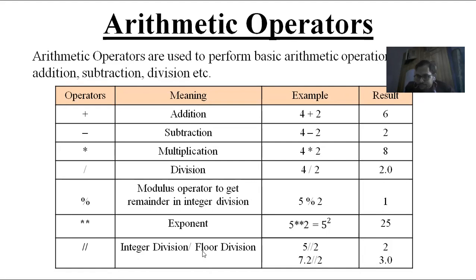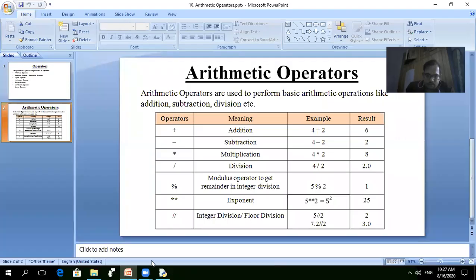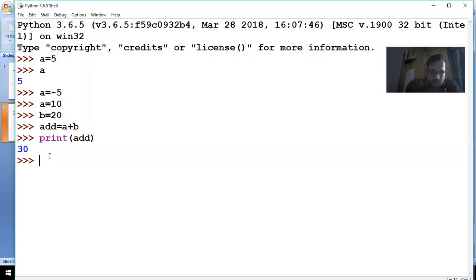Yes, ask your question. Sorry, 5 to the power 3. The result is 125. How do we write it? Come here. 5 asterisk asterisk 3 means 5 to the power 3. Result is 125. Now it is clear? Sir, do we always use 2 asterisk signs? Yes, 2 asterisk signs mean exponent. 1 asterisk sign means multiply.